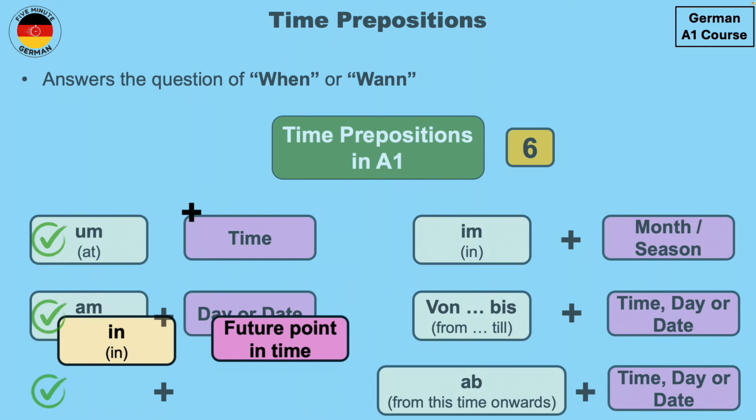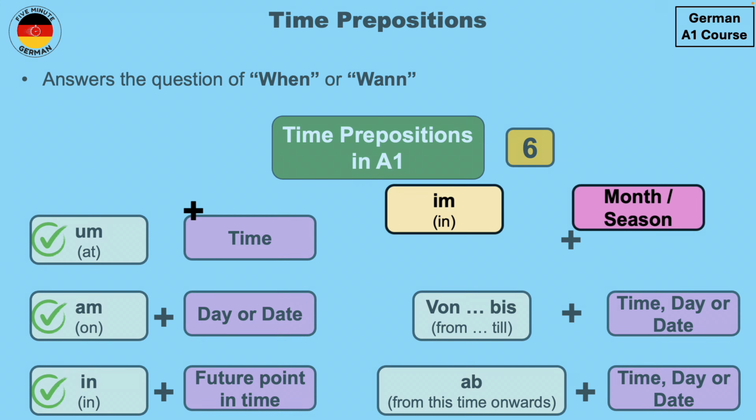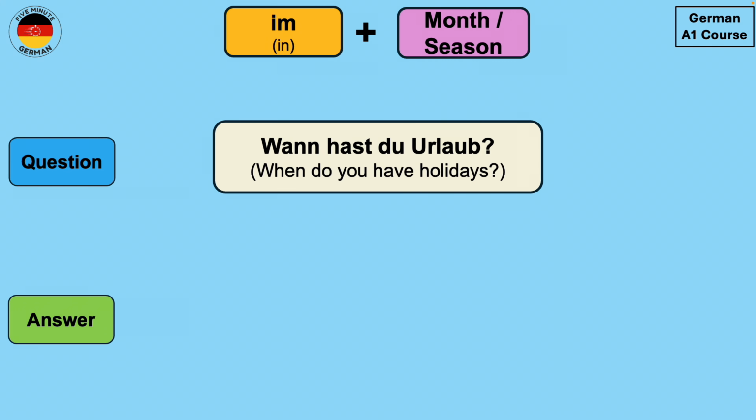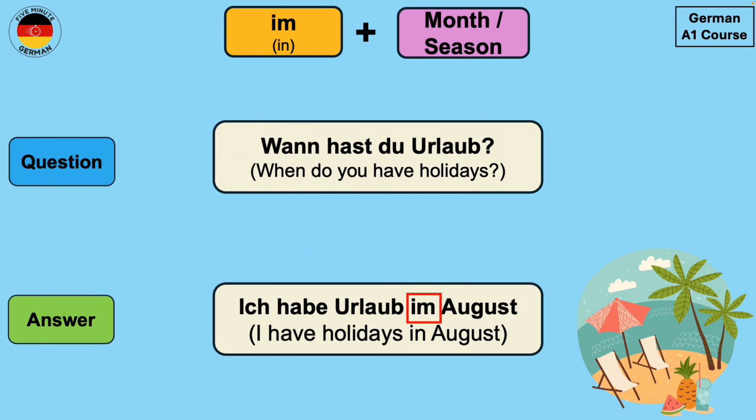Moving on, we go to the next preposition, which is "im", and this also means "in". However, it is used with months or seasons. So for example, we have the question, "Wann hast du Urlaub?" When do you have holidays? And you can answer it by saying, "Ich habe Urlaub im August." I have holidays in August. So this can also be September, November, December. With any month you can use "im".